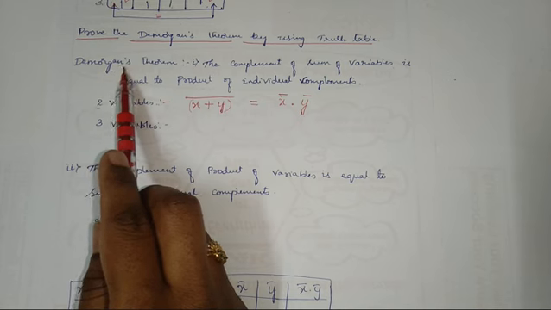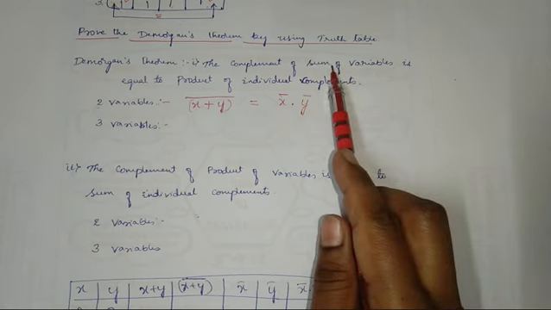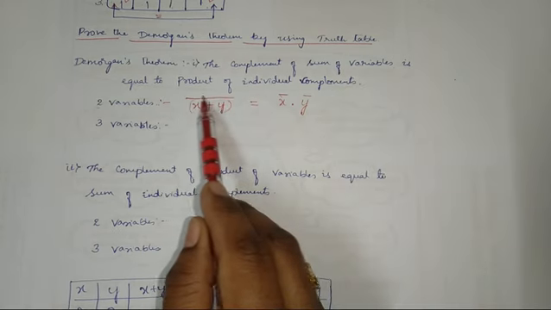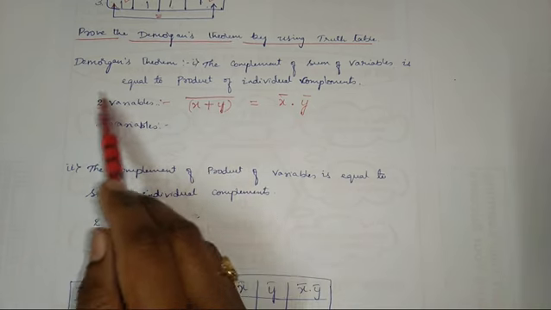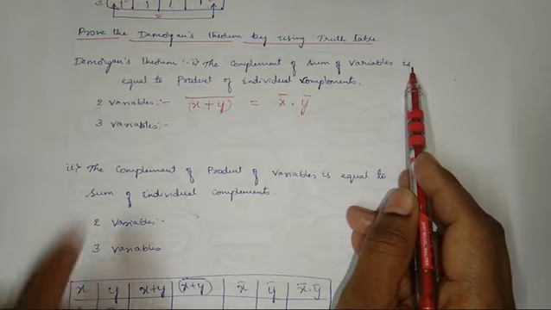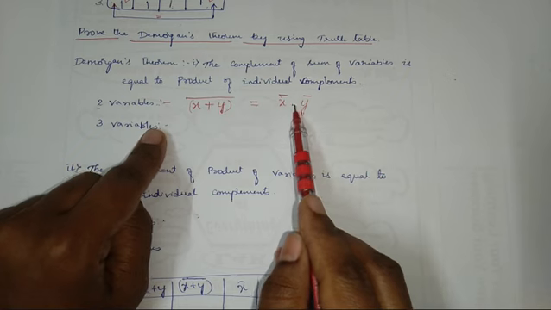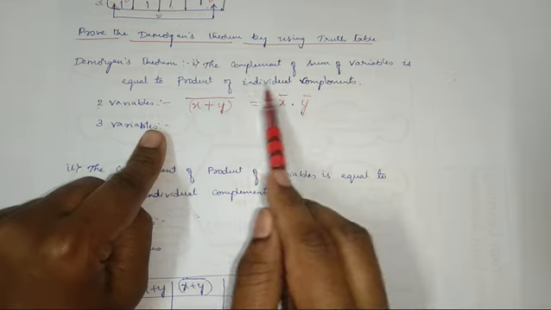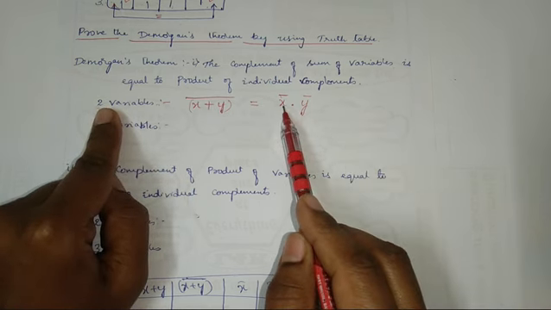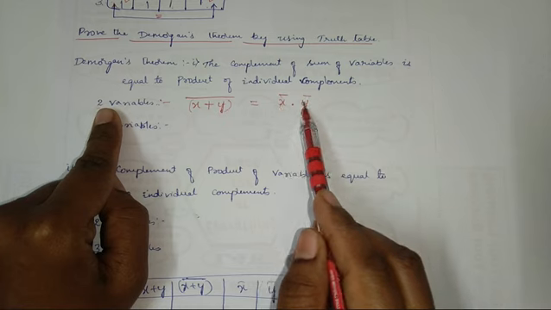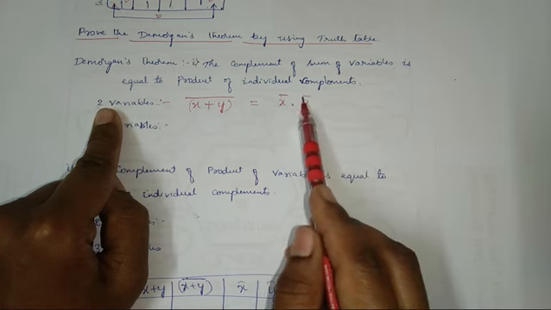What does the DeMorgan's theorem say? The DeMorgan theorem says the complement of the sum of variables, how many variables? Two variables, is equal to the product of the individual complements. How many variables are we having? Two variables. So individually I have to write it separately, x and y, their individual complements. So I am taking a bar.